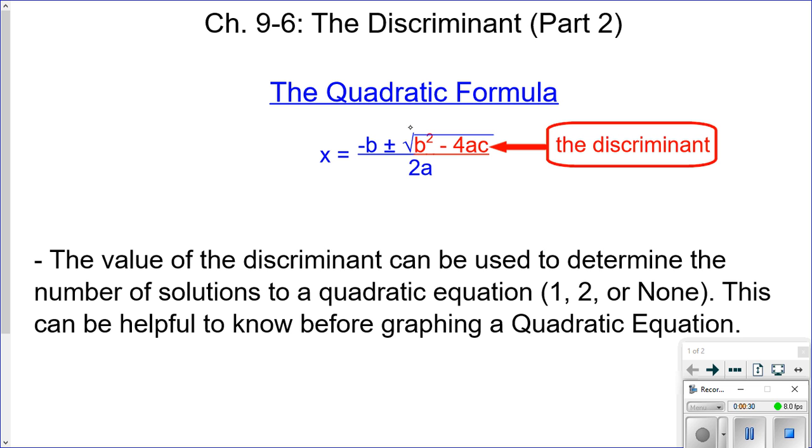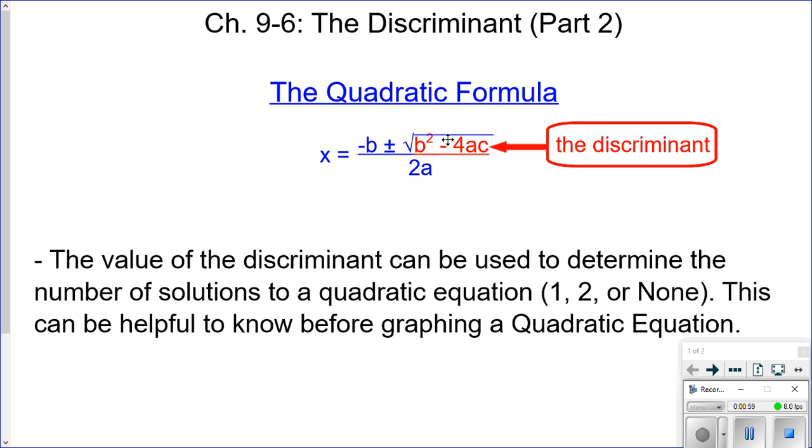As a quick review, here's the quadratic formula. The discriminant is the piece that's under the square root sign. So the discriminant is b squared minus 4ac. The reason why we look at this and give it a special name is because you can use this to figure out how many solutions there are to your quadratic equation before you start. And that can be useful, especially if you're going to graph them.